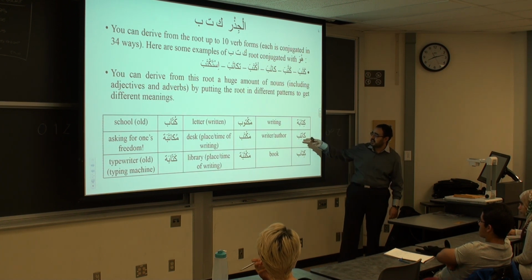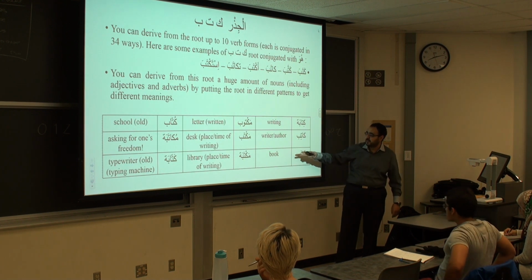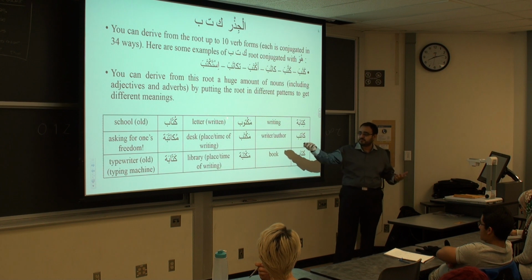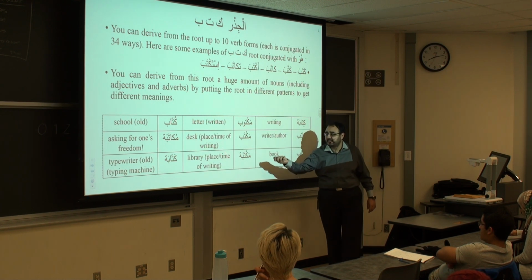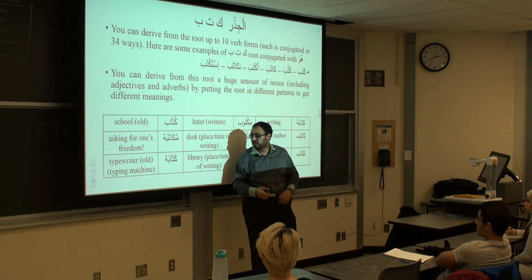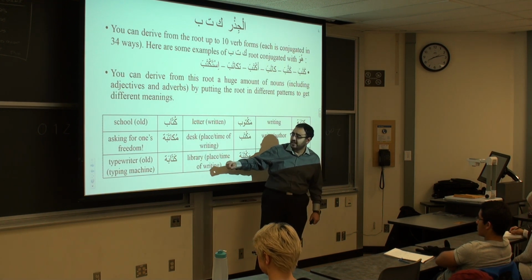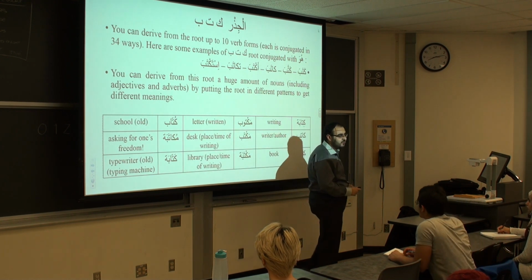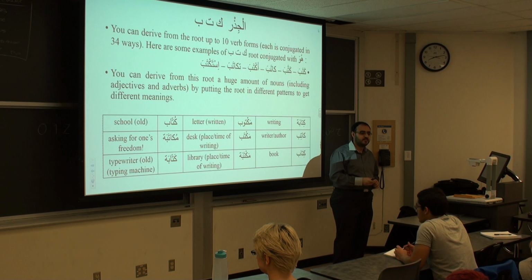So for instance, katib, it's the writer, kitab, it's book, and it has to do with writing as well, letter, okay, place, maktab, maktaba, place or time of writing. Kuttab, even kuttab, the old word for school, okay, that's fine. But mukataba, the semantic relationship here may not be very obvious. Anyone can try to guess?